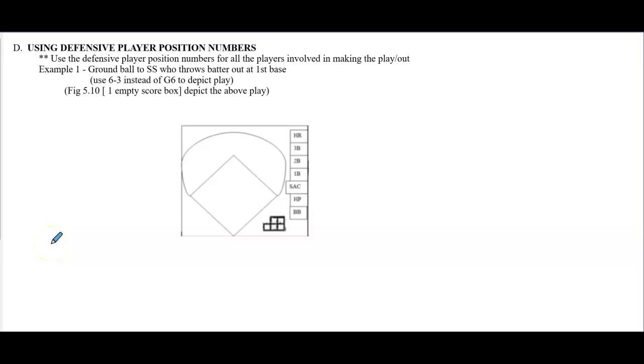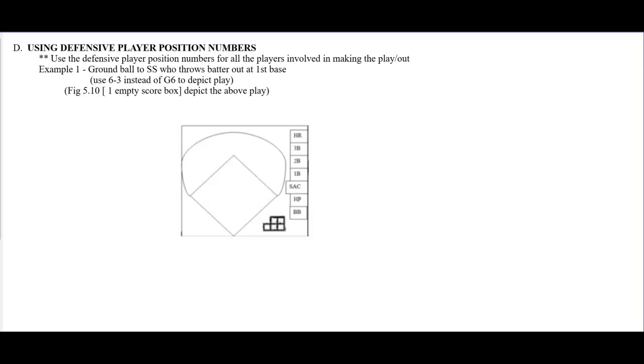Using defensive player position numbers to record outs. Whenever an out is made, we will use the position numbers for all the players that were involved in making the player the out. These numbers will be put in the score box of the player that was called out.